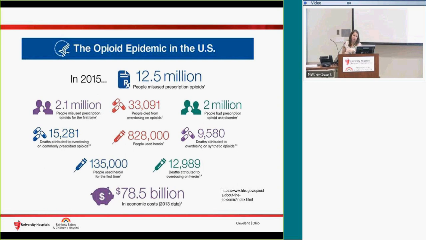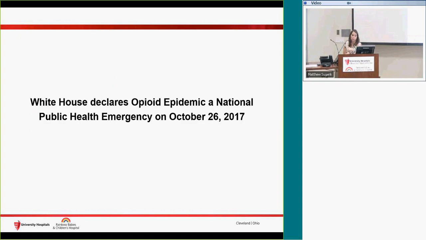Opioid epidemic in the U.S. in 2015, again, some more statistics: 12.5 million people misused prescription opioids. 2 million people had prescription opioid use disorders. There was $78.5 billion in economic costs from the 2013 data. In October of 2017, the White House declared that the opioid epidemic was a national public health emergency.